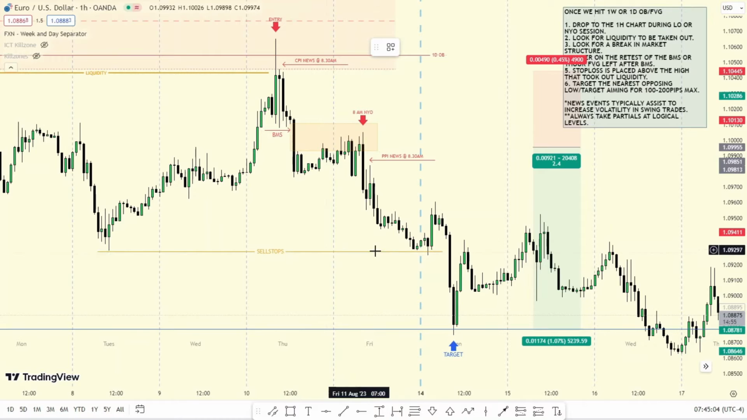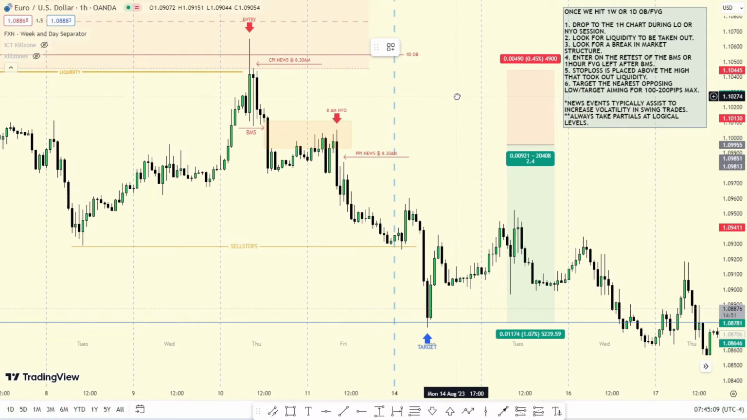So this could be a good area of taking out partials, but essentially the next thing you look out for is you want to enter on the retest of the break in structure area. So this was the break in structure area plus the imbalance. So couple those two. You want to enter inside the imbalance, but now make sure that you're entering during either London Open or New York Open session.